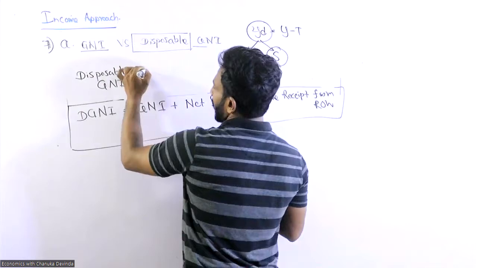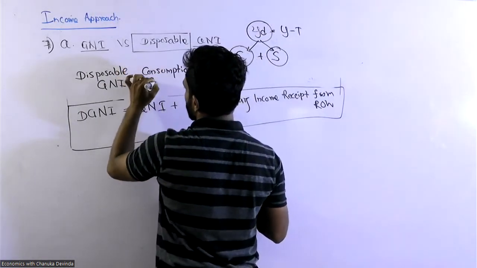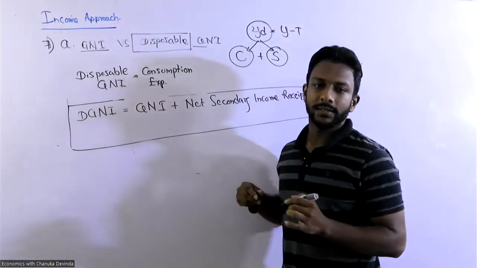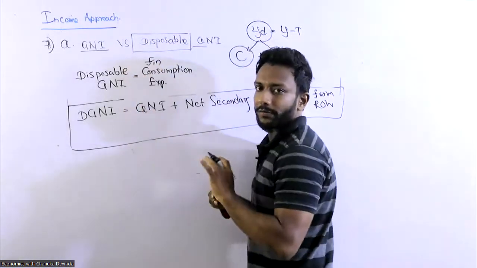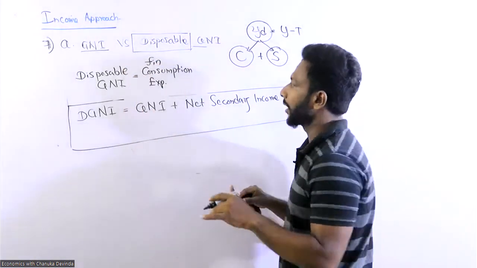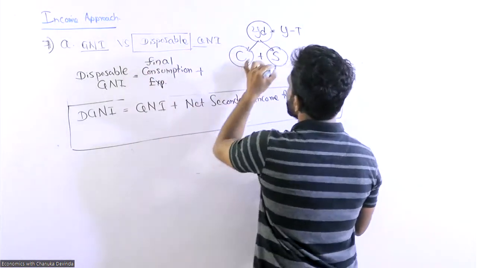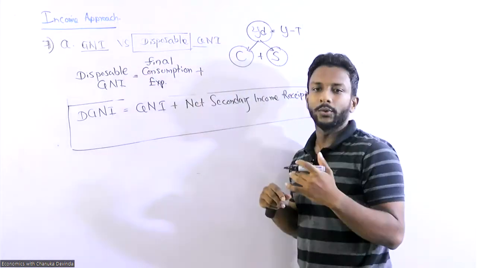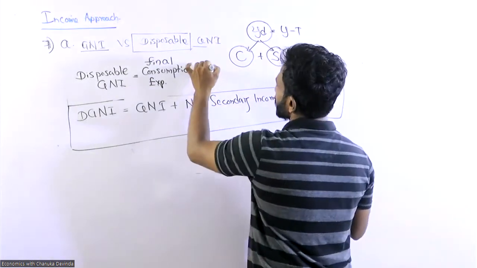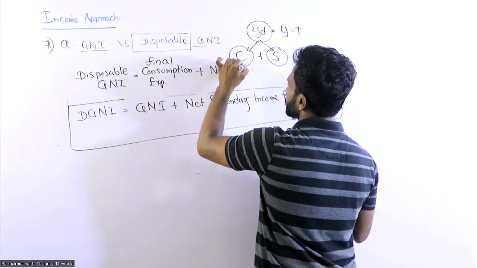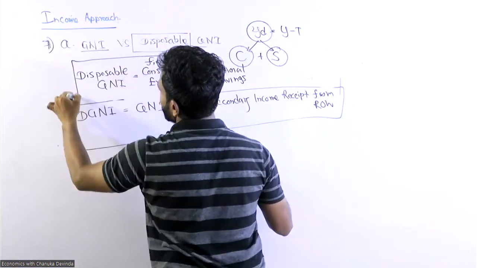So here, final consumption expenditure, not the intermediary, right? If there are any intermediary goods consumed, we don't take them into the account. Final consumption expenditure plus savings here. So which savings? National savings. Right? So this is the second box.